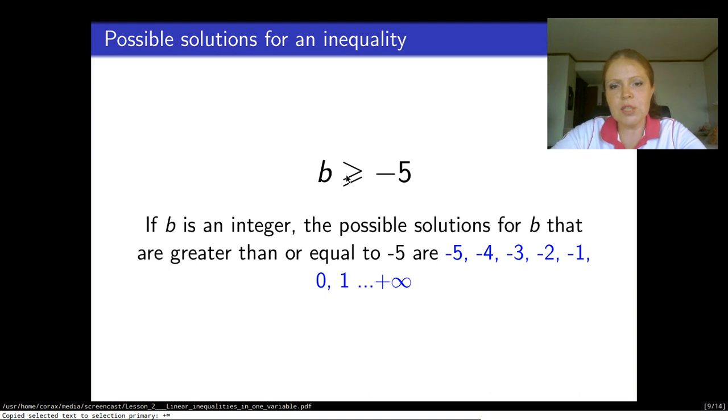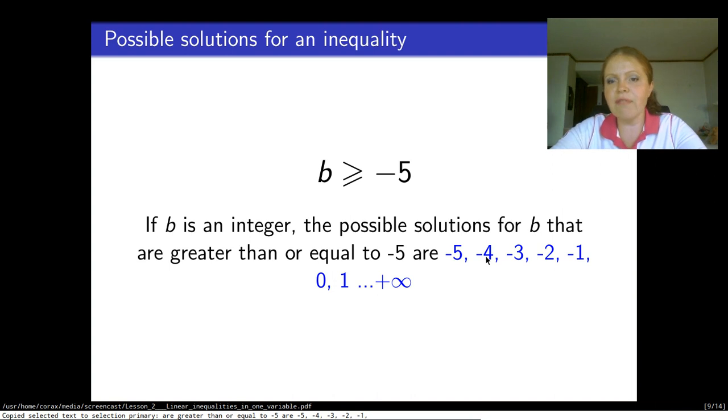Let's see this example. B is greater than or equal to -5. The difference between the previous two examples and this example is the equal to. You see, it's not just greater, but also equal to. So B can be equal to -5. You see, -5 is a solution for this inequality. And other numbers should be greater than -5. What numbers are these? -6 is less, right? It's not a solution for this inequality. -5 is a solution because B can be equal to -5.